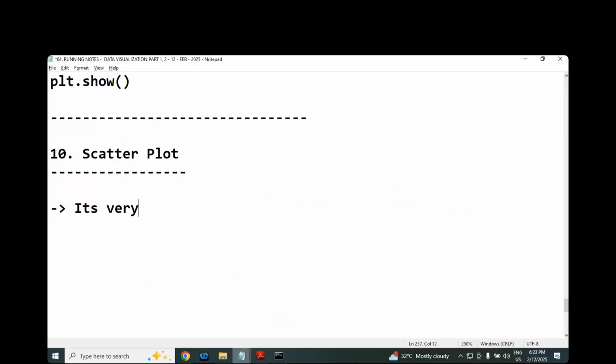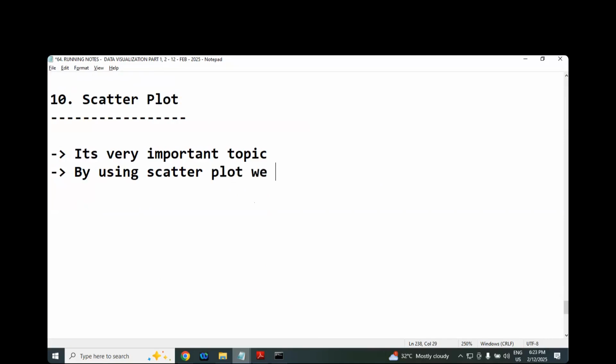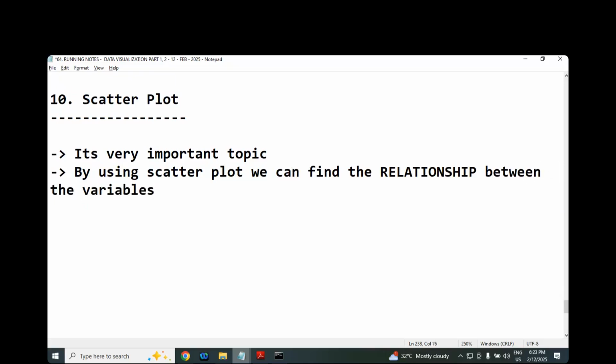It's a very important topic actually. Make a note on this. By using a scatter plot, we can find the relationship between the variables. Now here is the question: what do you mean by relationship?